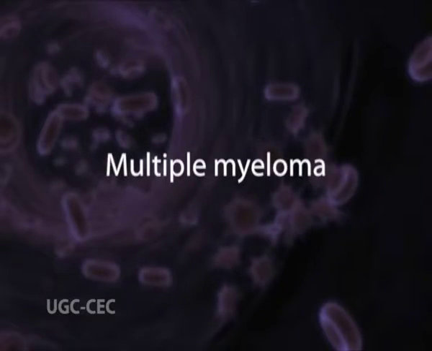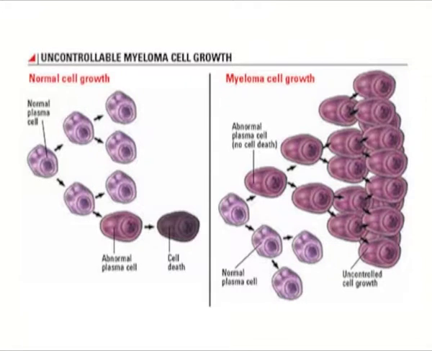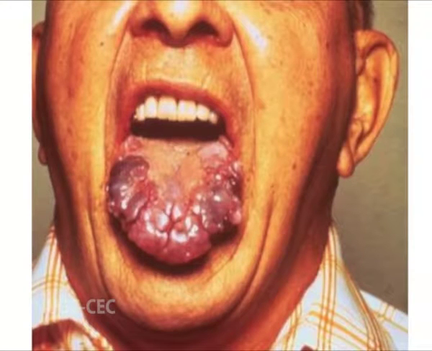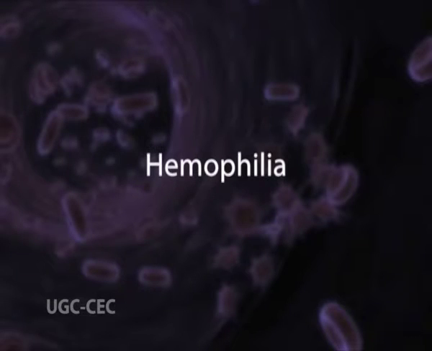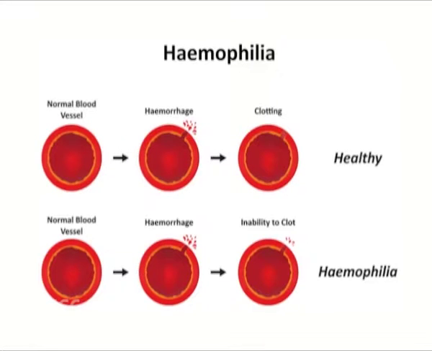Multiple myeloma. In this condition, the WBCs become malignant. The plasma cells multiply and release damaging substances that eventually cause organ damage. It has no cure, but stem cell transplant and or chemotherapy can allow people to live for years with the condition. Hemophilia, a genetic deficiency of proteins that help blood to clot.